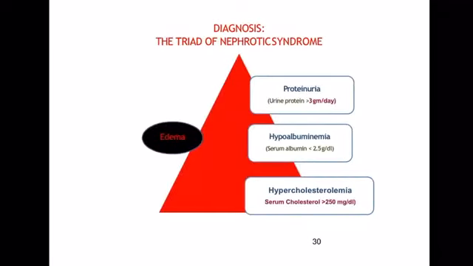Now this is the diagnostic triad of nephrotic syndrome. First, edema is present, and on investigation: proteinuria, urinary protein more than 3 gram per day; hypoalbuminemia, serum albumin less than 2.5 gram per dl; and hypercholesterolemia, serum cholesterol more than 250 milligram per dl is present. So this is the classical triad of nephrotic syndrome.